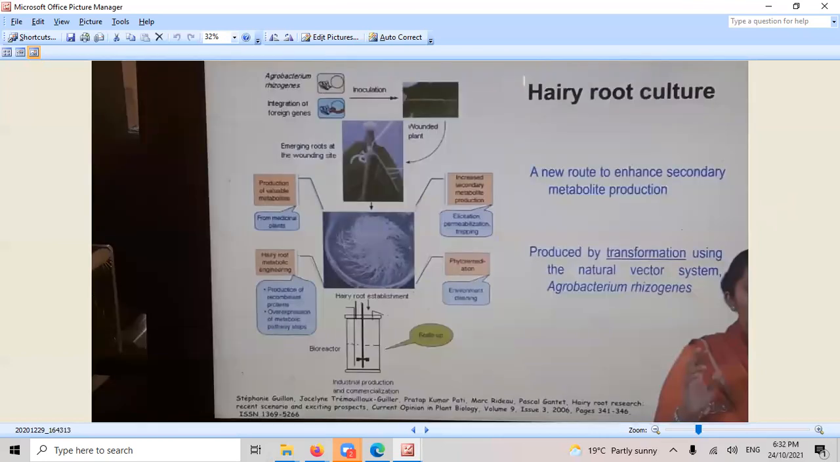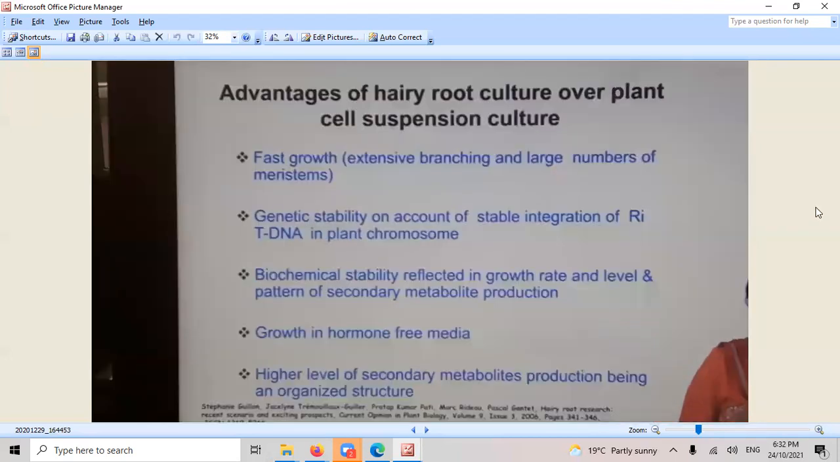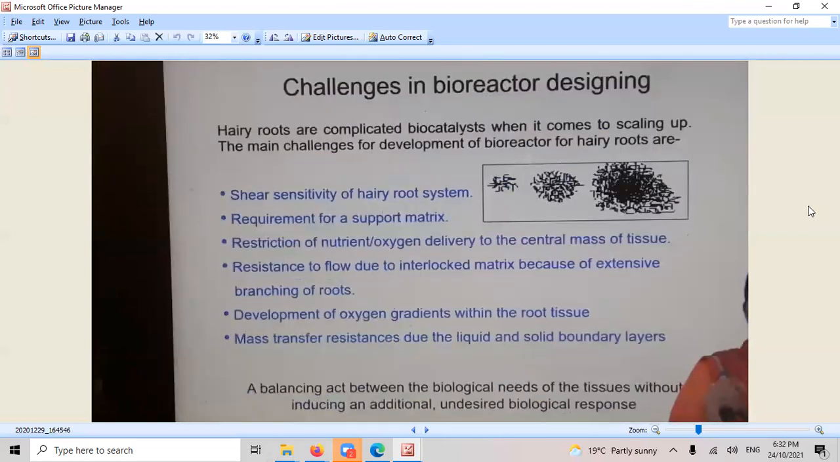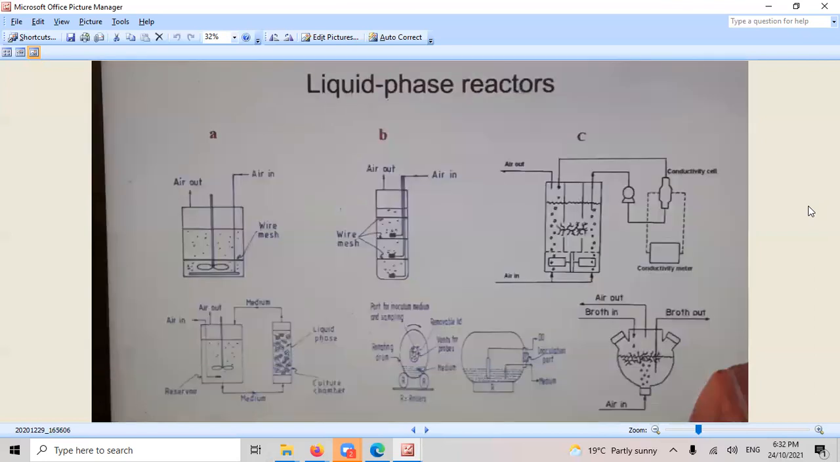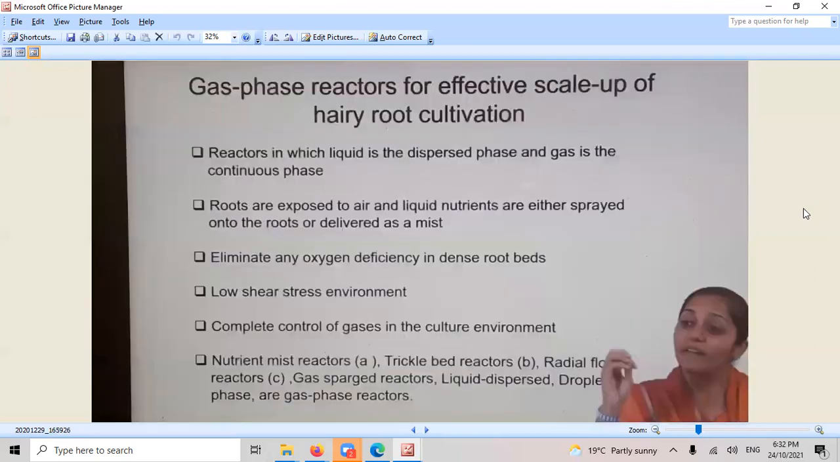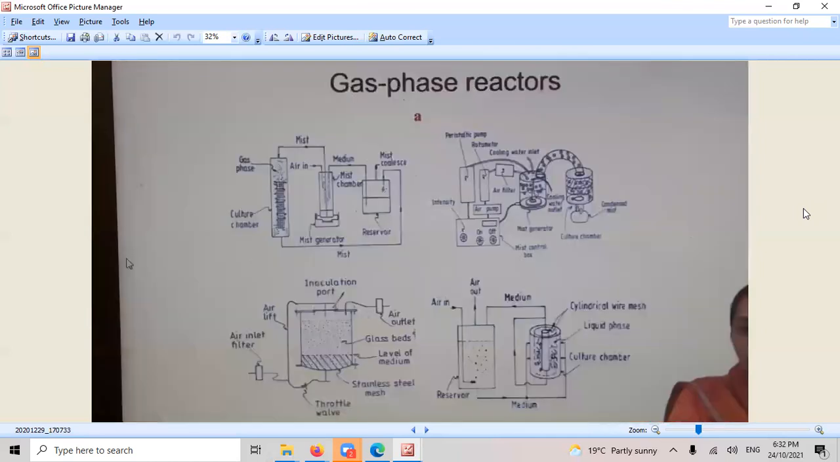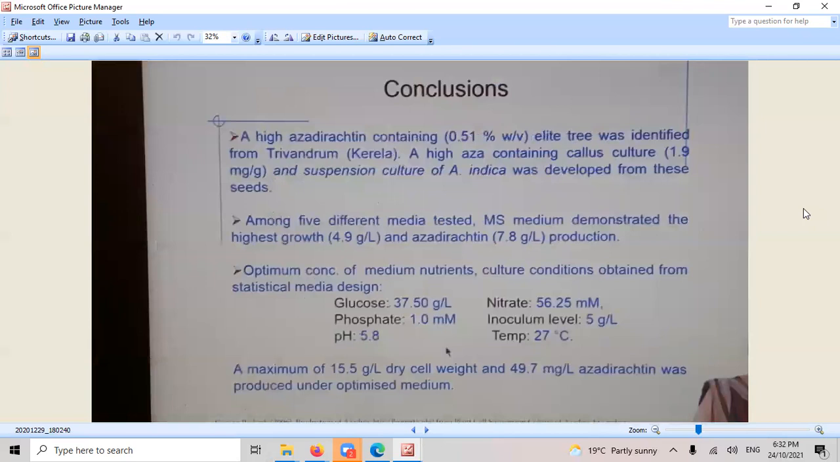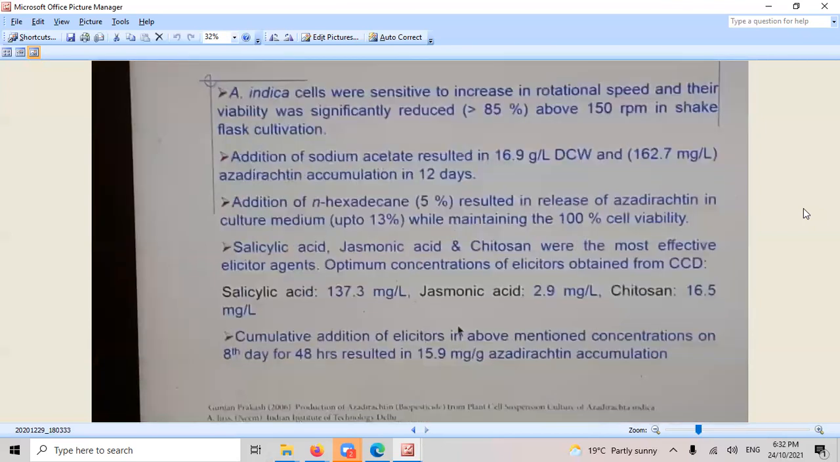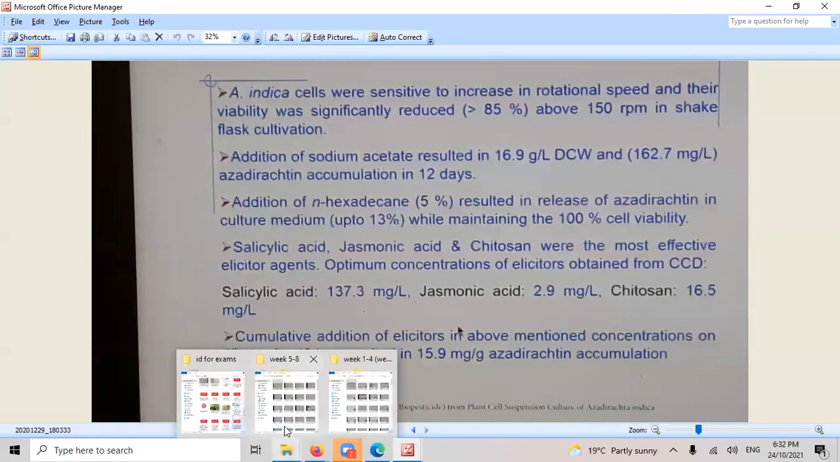Hairy roots. Yep, they definitely need hormones. Advantage of hairy roots: very fast growing. Gas phase reactors, hairy roots. Conclusion. Should come to the end. Cells.